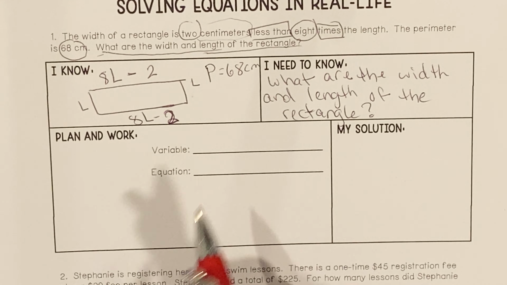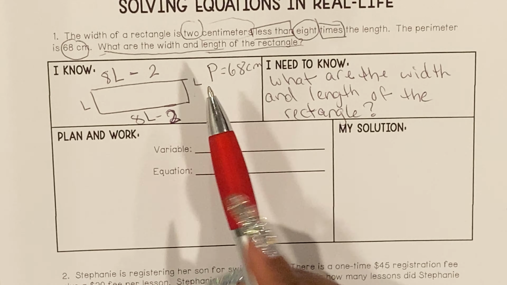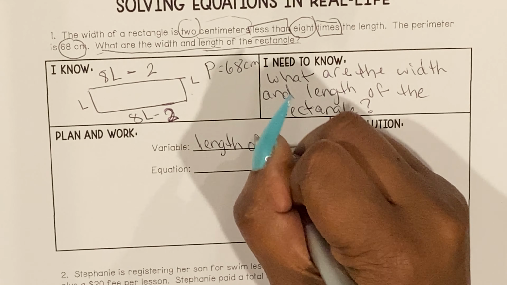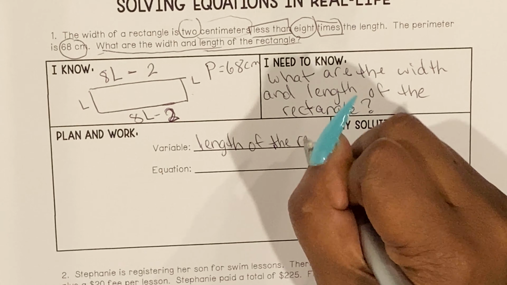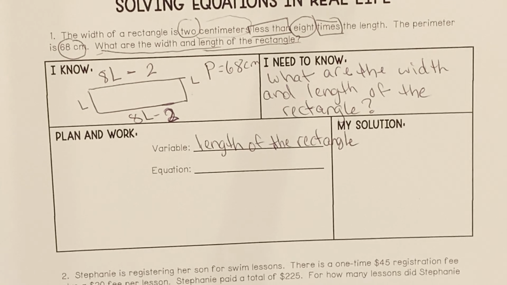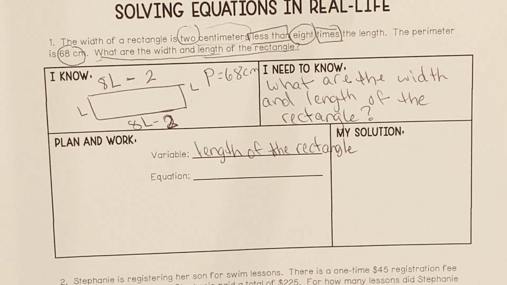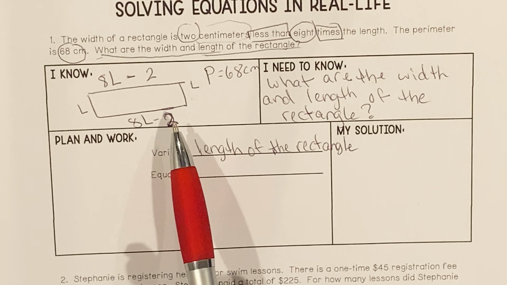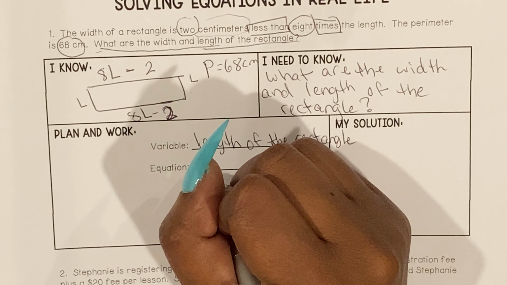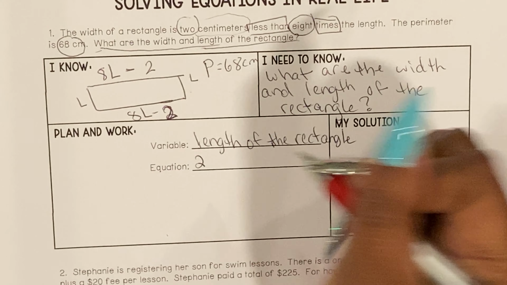So now we're going to plan it. What is my variable? The variable is an L. And what did we say L is? L stands for the length. So what I'm looking for is the length of the rectangle. So what is the equation going to look like? Well, there are 2 ways we can do the equation. I'm going to show you the long way, but it includes distributive property, and I want you to be able to see that.